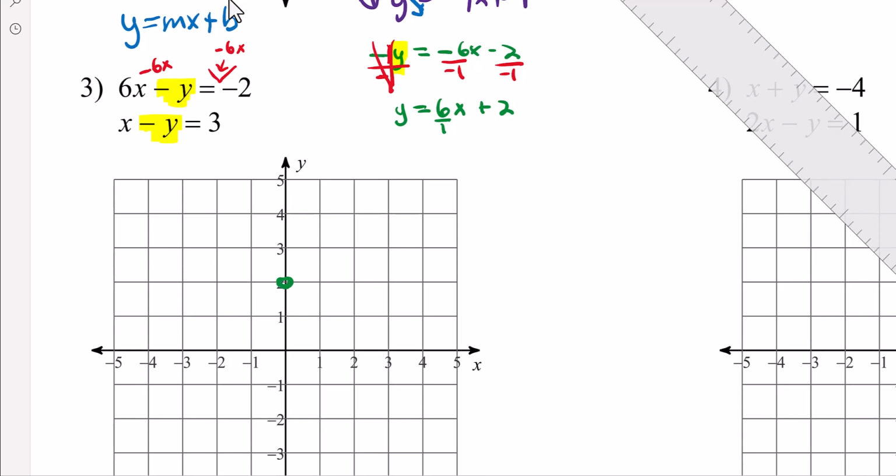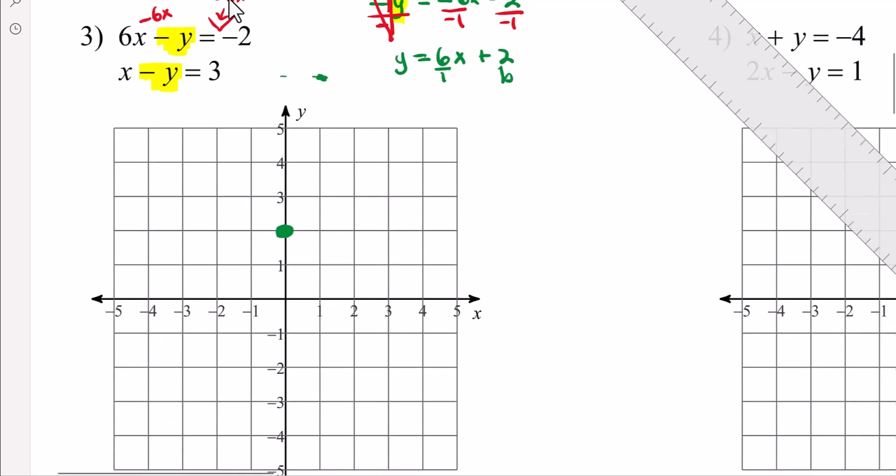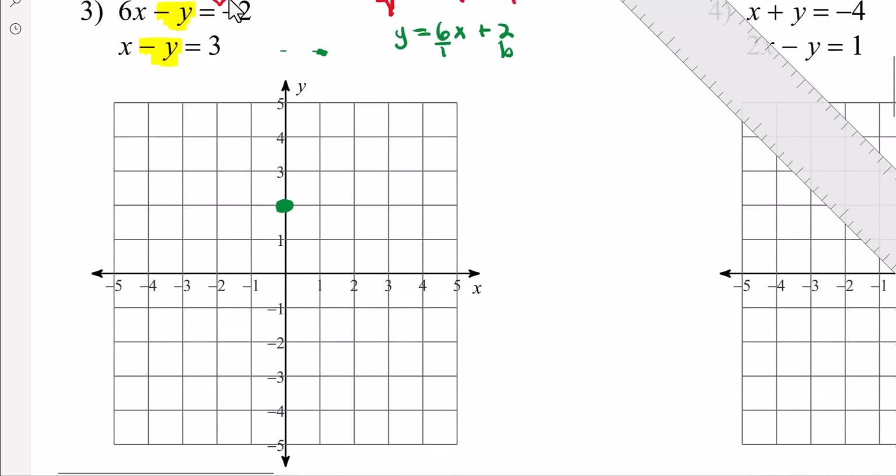So the b value is +2 on the y-axis, and then the slope tells us to go up 6 over 1, which would probably be about there, but because I don't know for sure, this is when we do the reverse. Instead of going from the b value up 6 over 1, I'm going to have to go down 6, back 1. All right. So 1, 2, 3, 4, 5, 6, back 1.